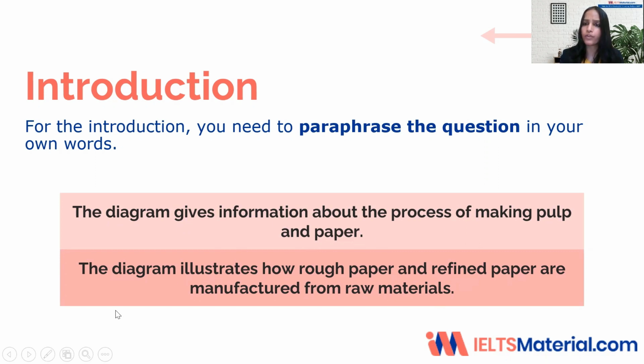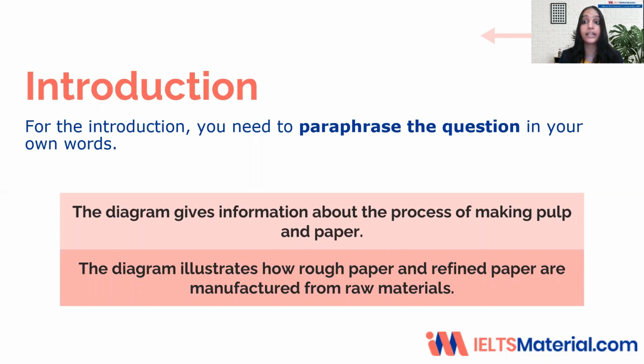You can write more words. Let's say demonstrate. Now we have included a few details, that is rough paper and refined paper being manufactured from the raw materials. Now, of course, you cannot change the words like paper and pulp, right? You can always change the functional words and take up some details from the diagram.